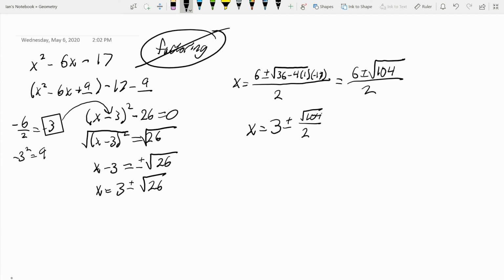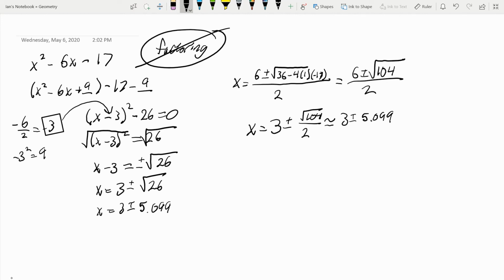Now, let's see if this is the same thing. I want to make sure that we're 100% right. So what I'm going to do in my calculator is I'm going to take 104, take the square root, divide by 2. And that gets me roughly 3 plus or minus 5.099. This over here, x is going to be equal to 3 plus or minus, take 26 and take the square root of it, 5.099.